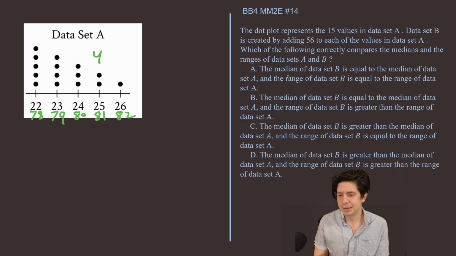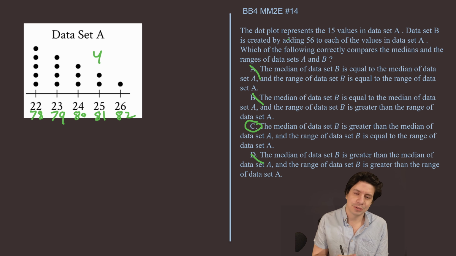So A is saying median is equal, no. B is saying median is equal, no. C is saying it is greater than the dataset median in A, and that the range is equal, so it should be C. And then D is saying it's greater than and greater than, so it's not D, it is C. You can see how they're splitting these options into 2 sets of 2.